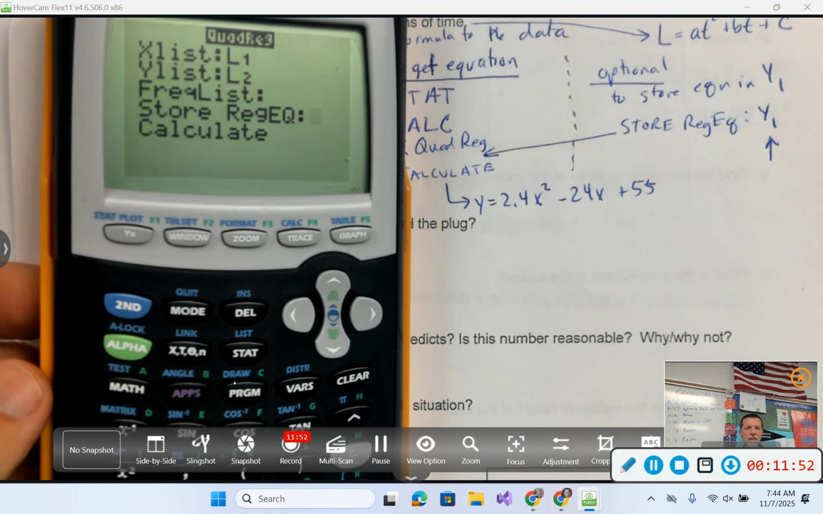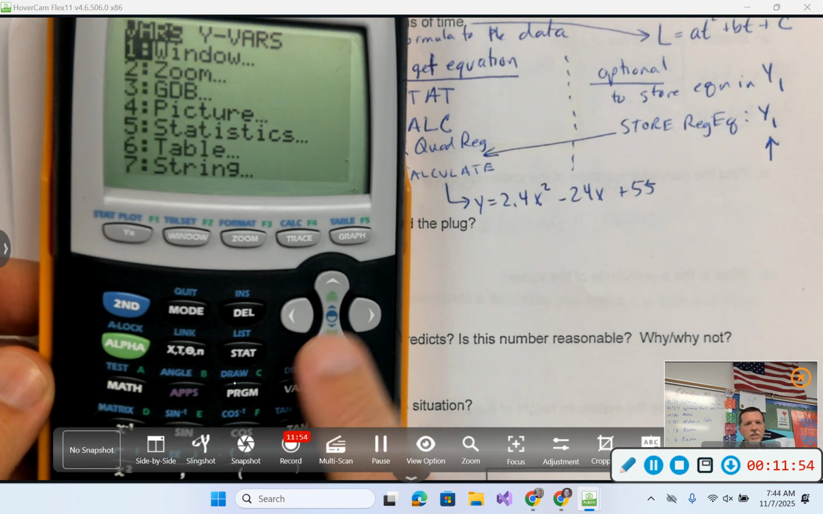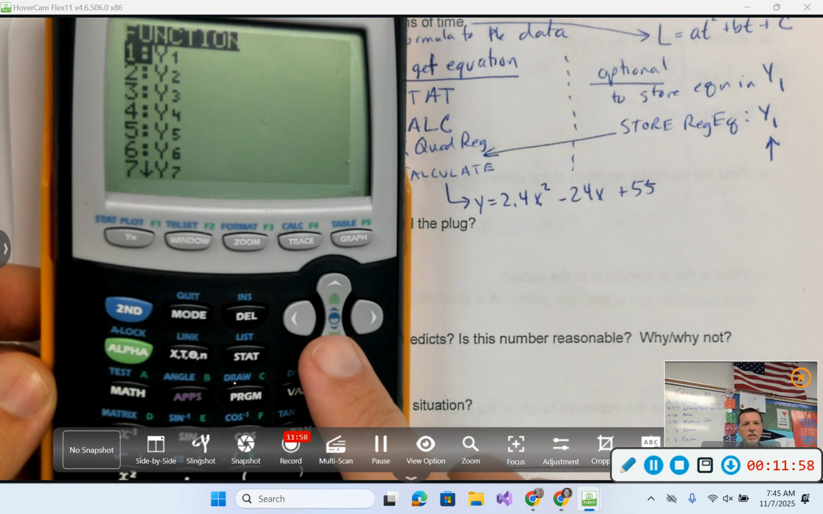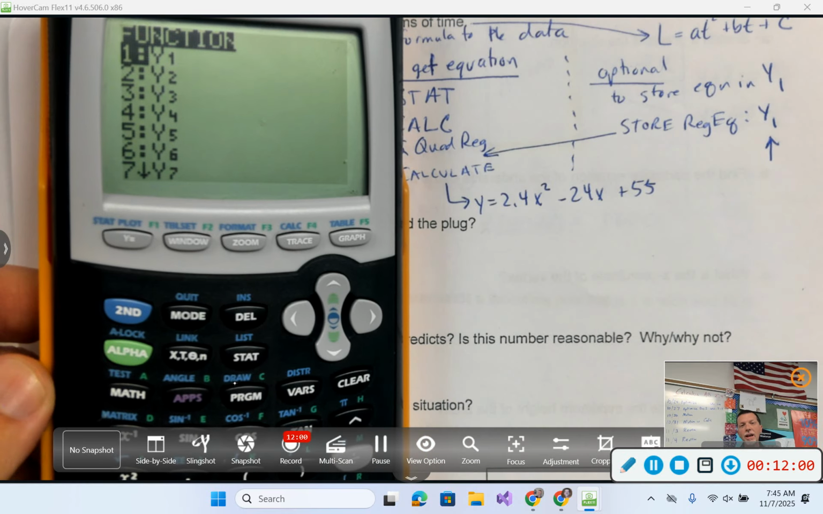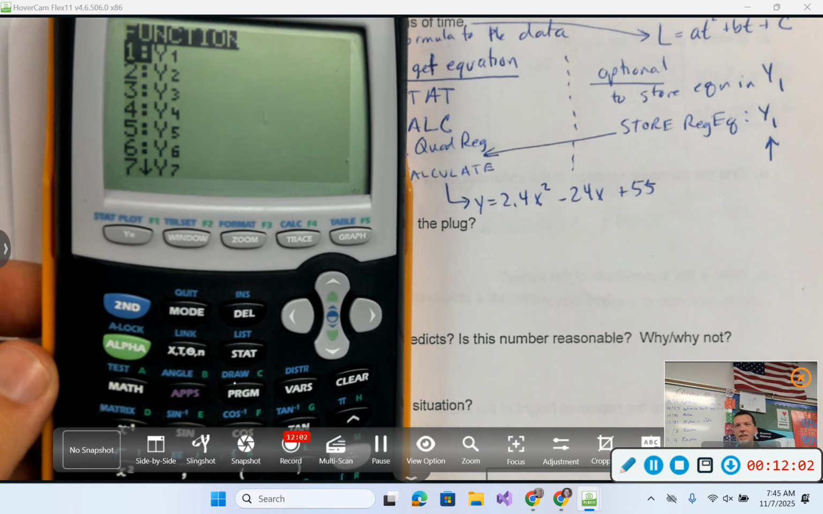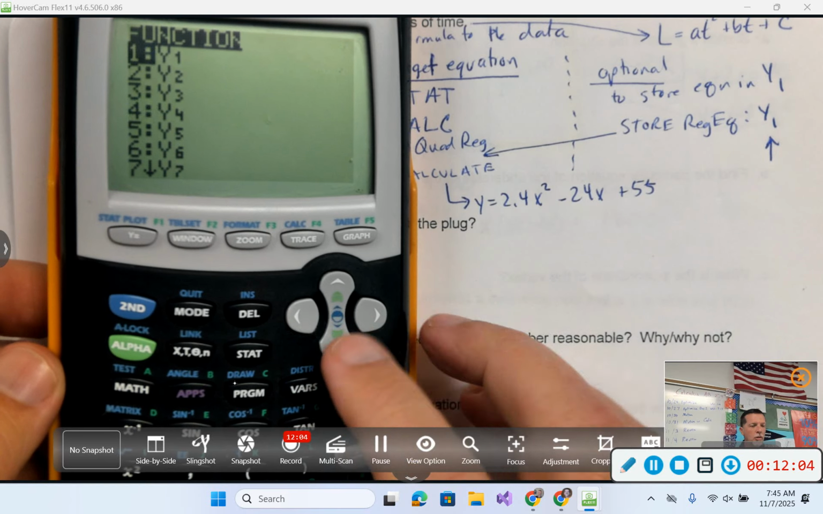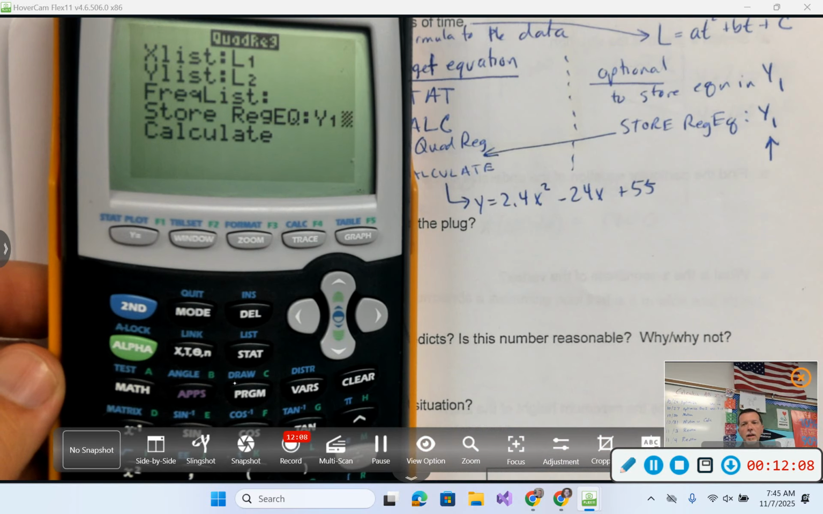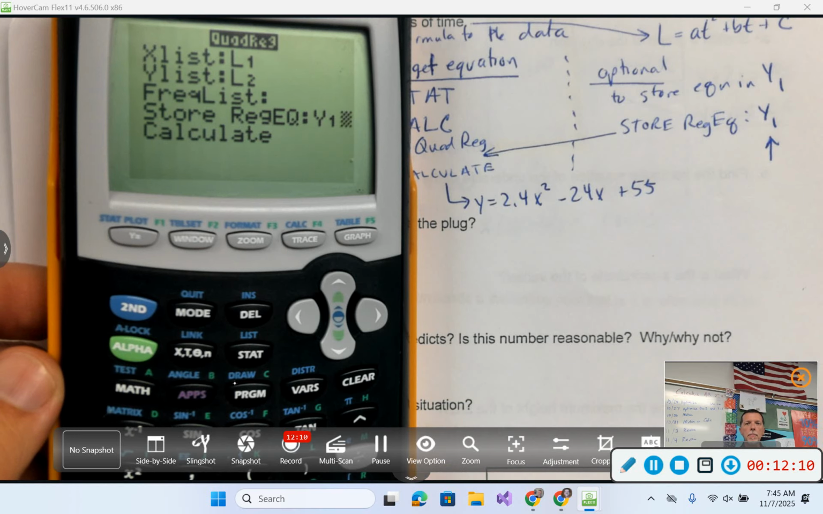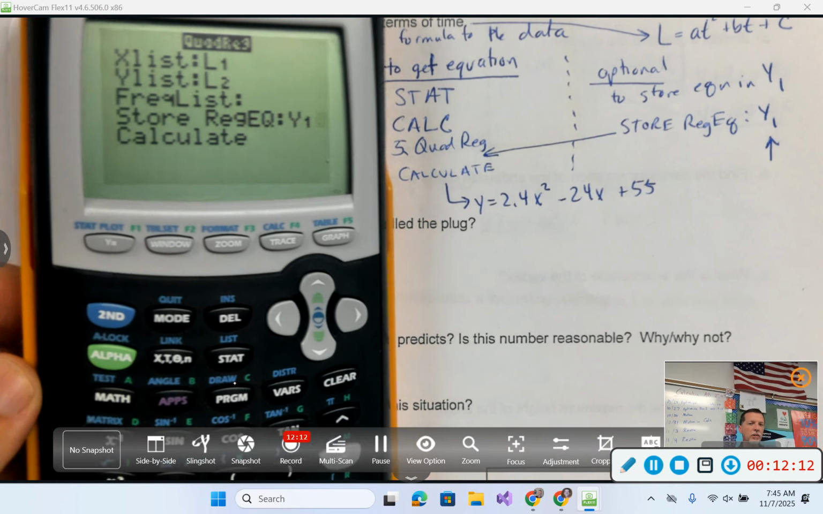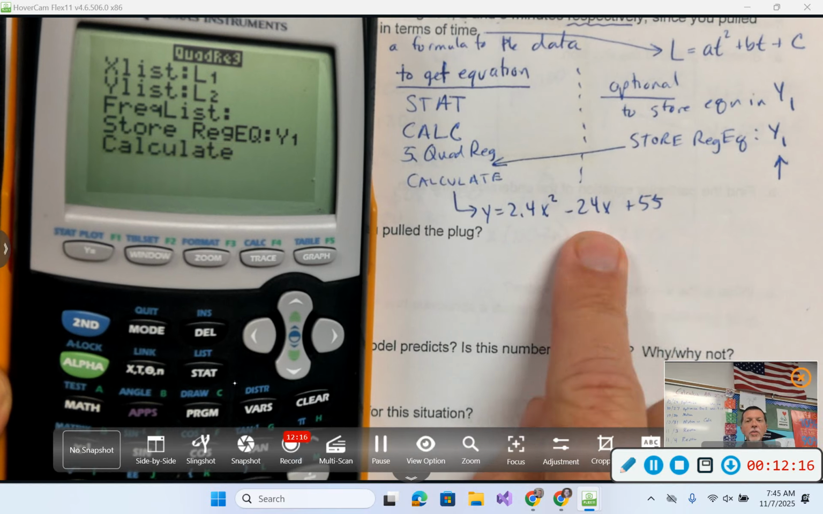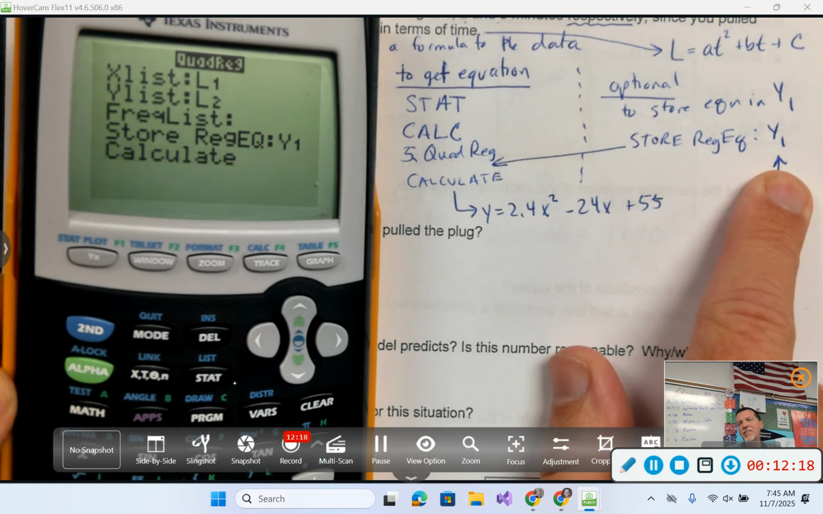Vars. So vars, we want a y var, we want it to be a function. I want to put it in y1. I suppose if you already had something in y1 that you didn't want to mess with, you could put it in any of the other y's, but we'll just stick it in y1. Why do you need to add y1 again? I'm telling the calculator that once it finds these values, to put that equation in for y1. It just saves me a step.